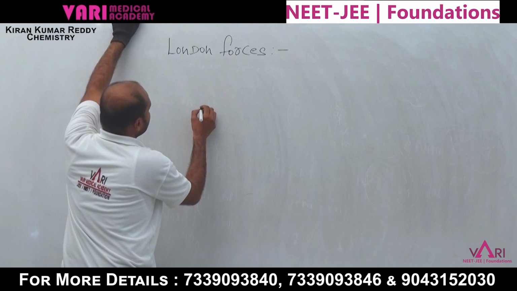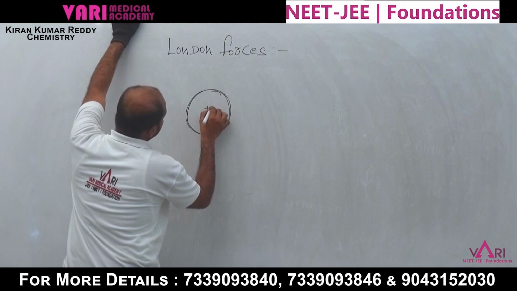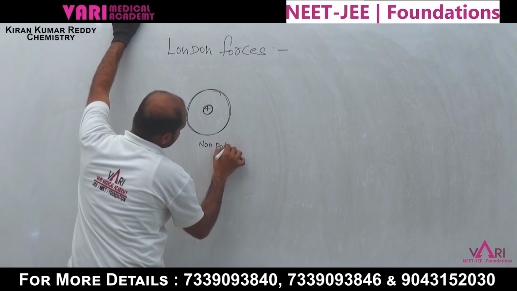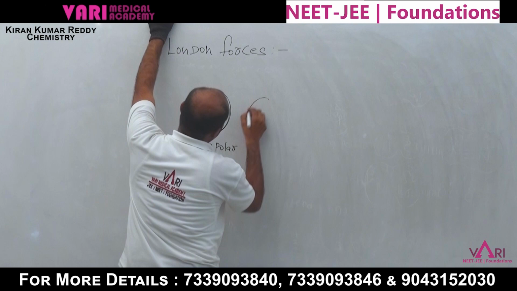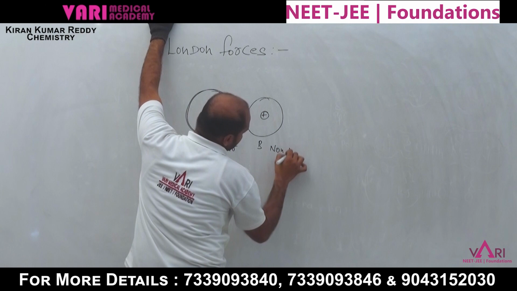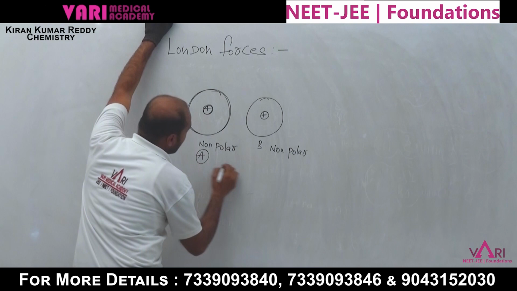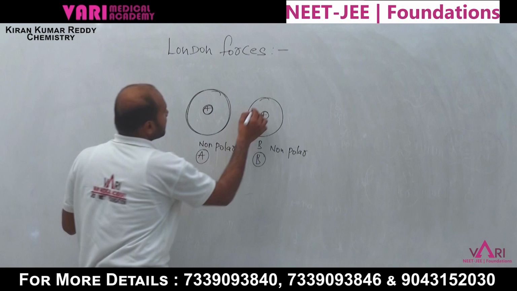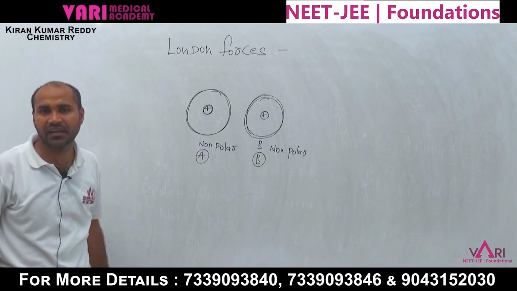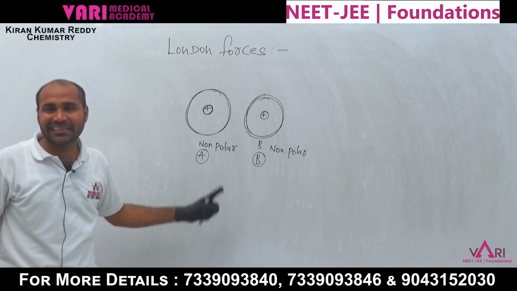Here simply I am taking one atom, A atom. A atom is a non-polar molecule. Here also B atom I am taking, that one also non-polar. Atom A and atom B are close to each other, and both are the same size. Two atoms A and B are non-polar. There is no charge present. Electrically neutral, and neutral means they have a symmetrical shape.